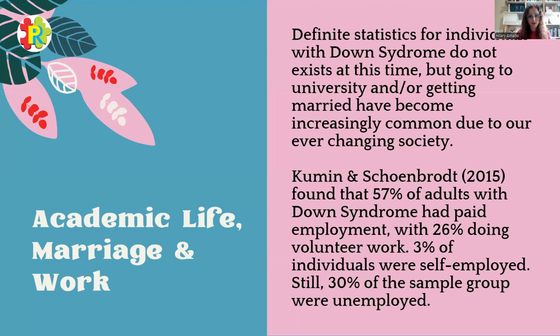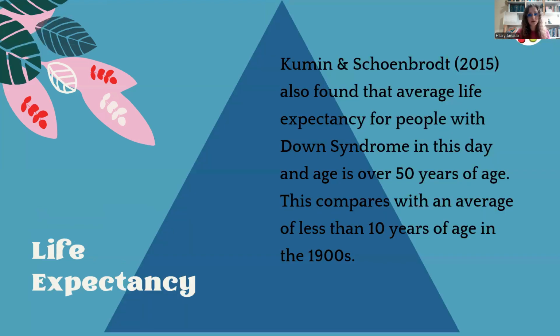Kuhlman and Schoenbrot found that 57% of adults with Down syndrome had paid employment, while 26% were doing volunteer work and 3% of individuals were self-employed. Still, 30% of the sample group were unemployed. In terms of life expectancy, Kuhlman and Schoenbrot also found that average life expectancy for people with Down syndrome in this day and age is over 50 years of age. This compares with an average of less than 10 years of age in the 1900s.